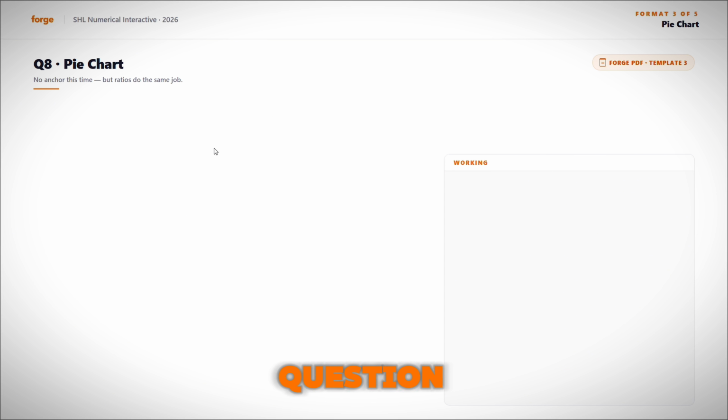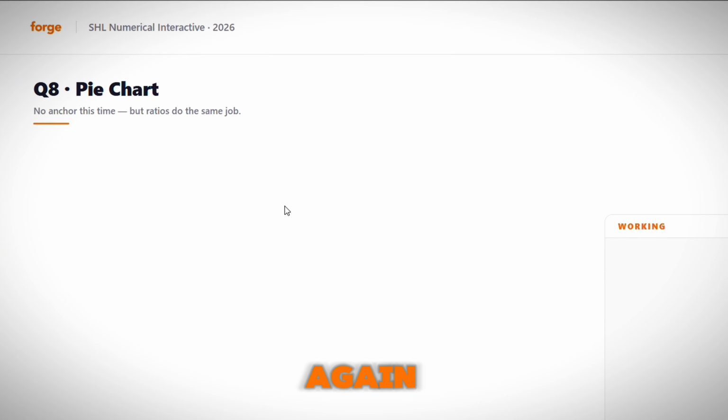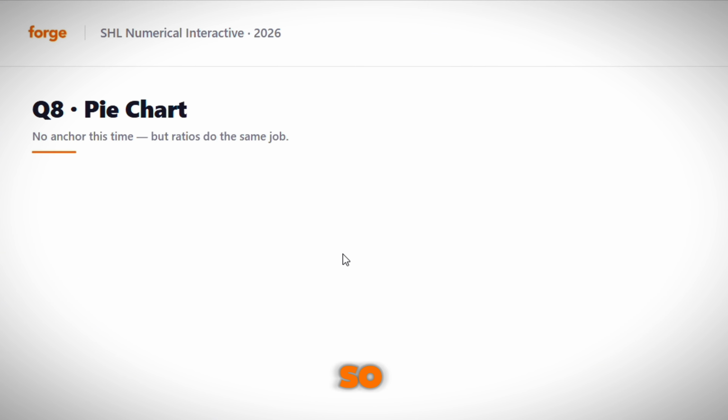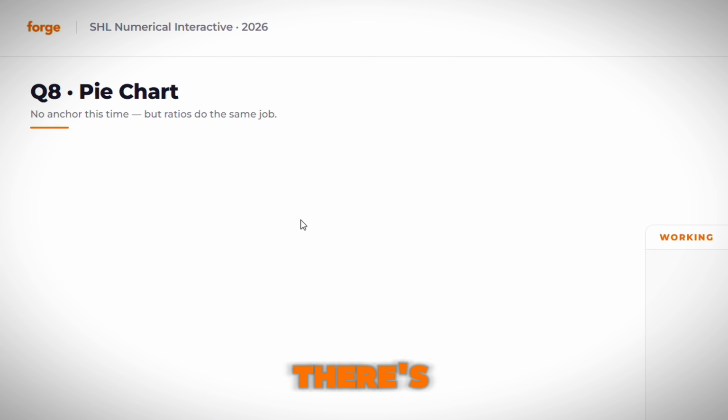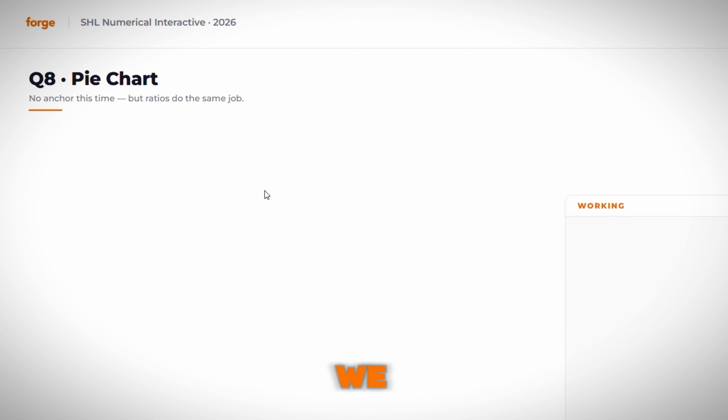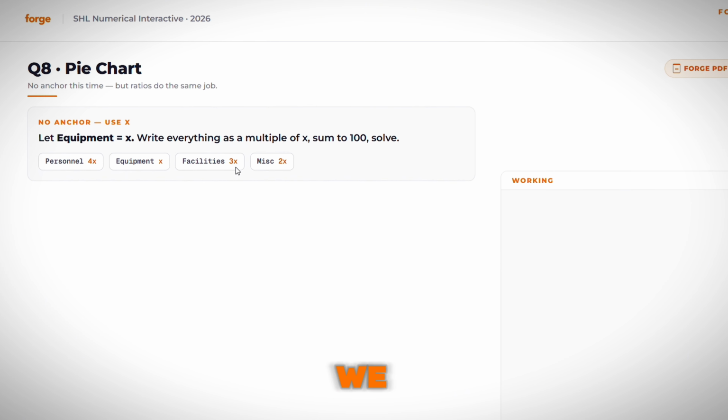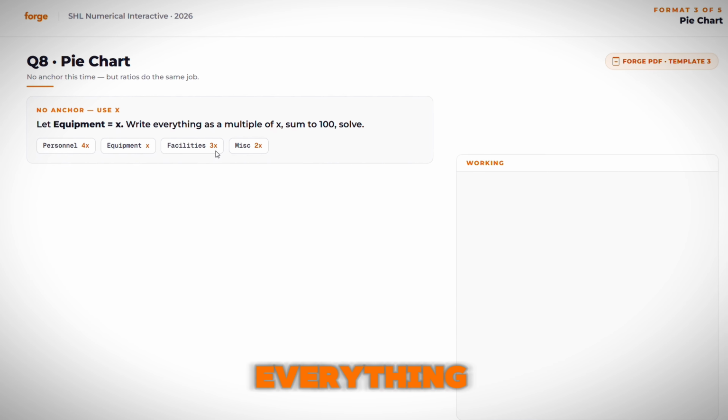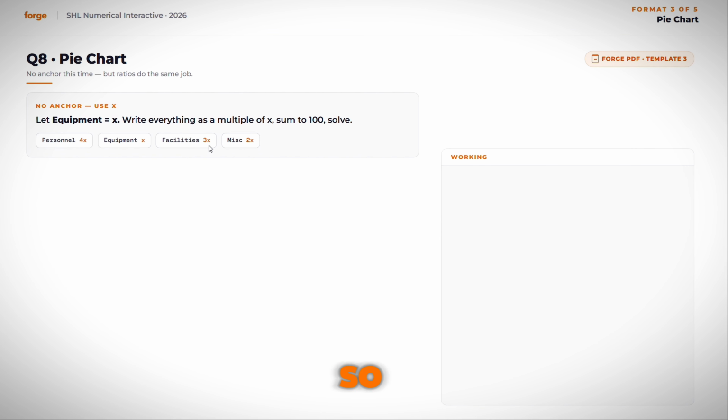Moving on now to question 8. So it's a pie chart again, but this time there's no anchor. So there's only ratios. So if there's no number to grab, what do we do? We name the unknown. So if we let equipment equal X, everything here is a multiple of X. So it's 4X, X, 3X, and 2X. If you add them all up, you get 10X.